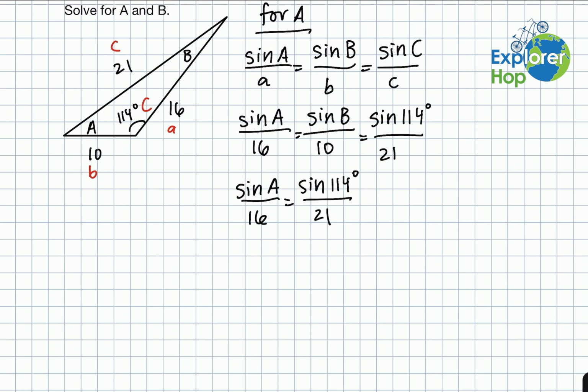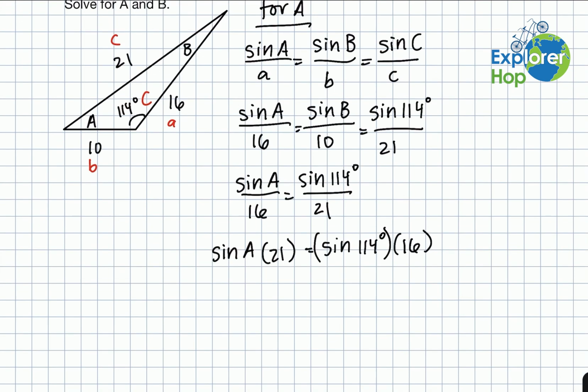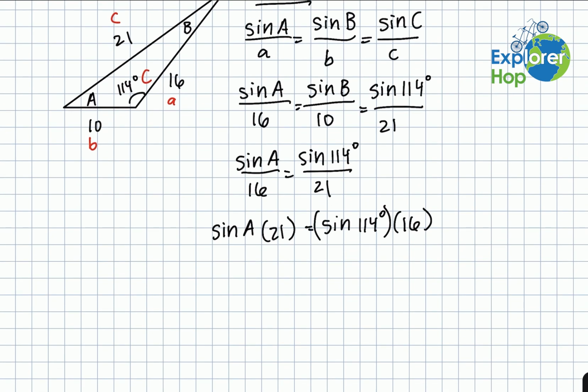So we can cross multiply, and we will find that the sine of angle A times 21, because if you cross multiply these two, that's what you get, is equivalent to the sine of angle 114 degrees times 16. Now, the right side doesn't have any variables, so we can just multiply it and then divide it by 21 to solve for sine of A. And then if we put that value into the inverse sine function on our calculator, we find that angle A is equal to 44 degrees.